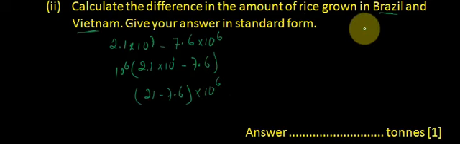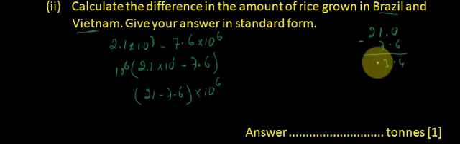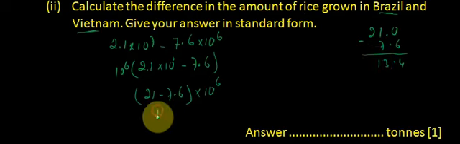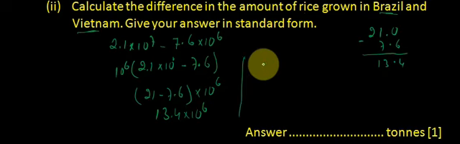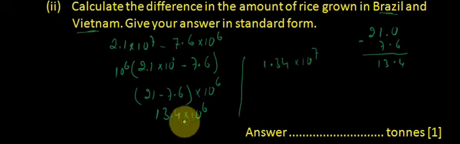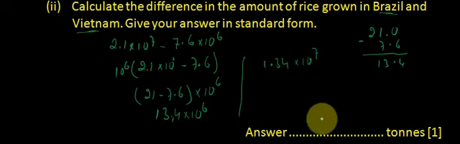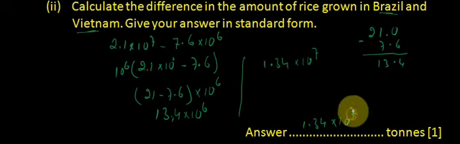Further, 21.0 minus 7.6. So it becomes 10 minus 6 is 4, and 0 when we take 1 here. So 10 minus 7 is 3, and 1. So it becomes 13.4 multiplied by 10 to the power 6, or when we write it in standard form, it becomes 1.34 multiplied by 10 to the power 7, because we move the decimal from right to left, so we add to the power. So 1.34 multiplied by 10 to the power 7.